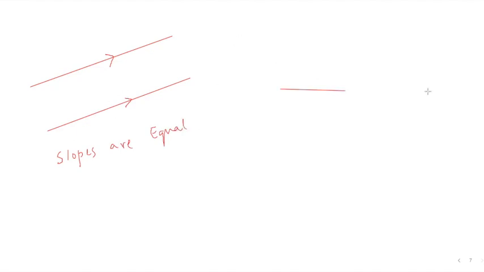And if two lines are perpendicular, let's say the slope of this flat line is m1 and the vertical line is m2, then m1 multiplied by m2 will be equal to minus 1. Okay? Or if you're given one of these, m1 will be equal to, if you're given what m2 is, then it will be minus 1 by m2. Okay.